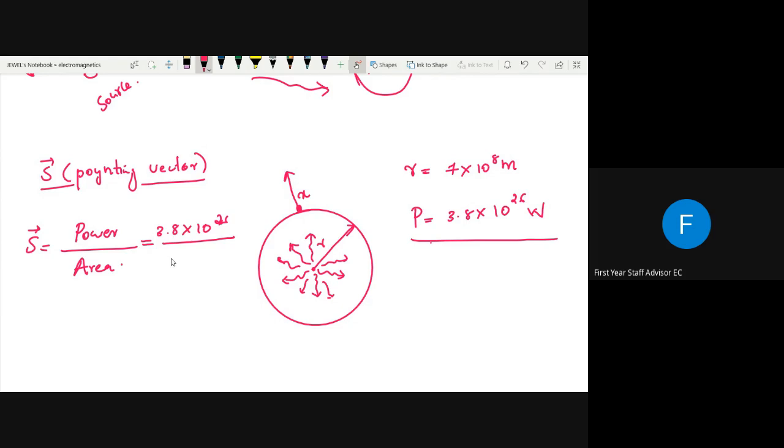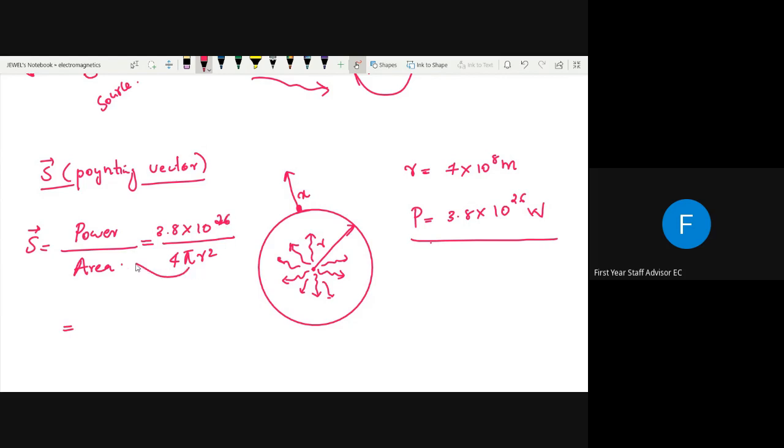It is given by area of a sphere. What is the surface area of a sphere? 4 pi r square. Here we are asked to find the value of Poynting vector at surface of sun. സണ്ണിന്റെ സർഫസിലാണ് കാണാൻ പറഞ്ഞിരിക്കുന്നത്. സോ സണ്ണിന്റെ റേഡിയസ് തന്നിട്ടുണ്ട്. സോ വി ക്യാൻ കാൽക്കുലേറ്റ് വാട്ട് ഈസ് ദ ഏരിയ ഓഫ് ഇമാജിനറി സ്പിയർ വി ആർ കാൽക്കുലേറ്റിംഗ് ഓർ വി ആർ dealing with. So power is given by 3.8 into 10 raised to 26 by 4 pi r square.